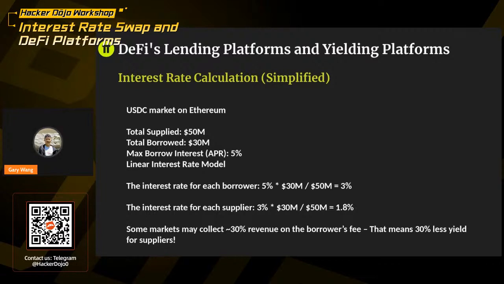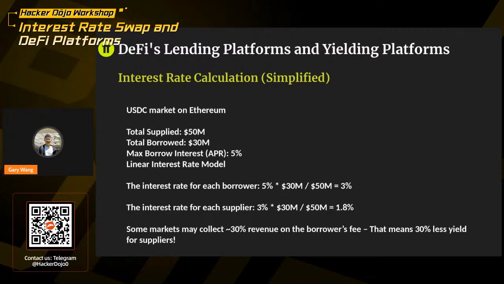And again, the interest rate for each supplier will be the interest rate for each borrower times the loan to value ratio. So it would be 3% times 30 million over 50 million, and that would be 1.8% annual yield, which is mediocre for each supplier. Well, it is acceptable, right? Not too low, not too high. It's just like what the bank does in traditional markets.